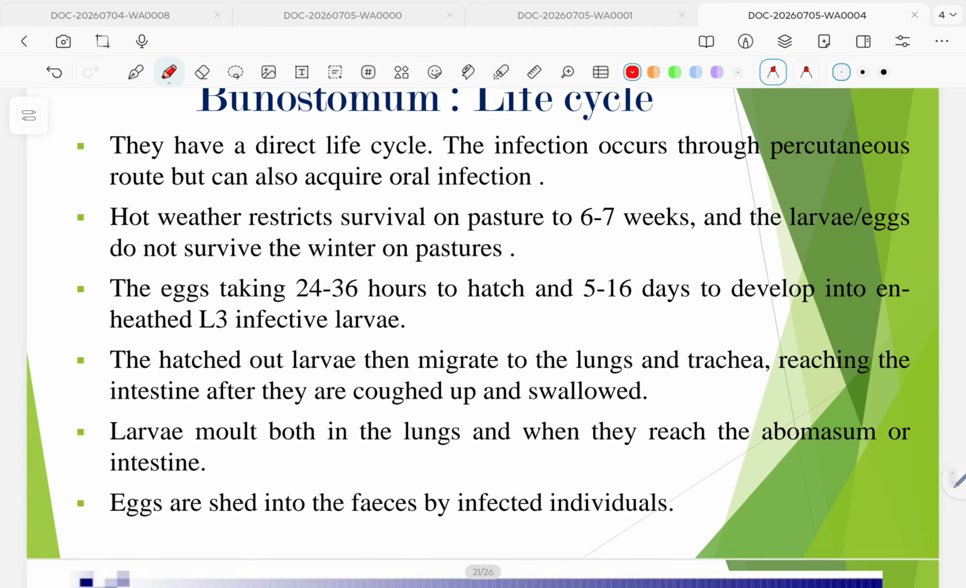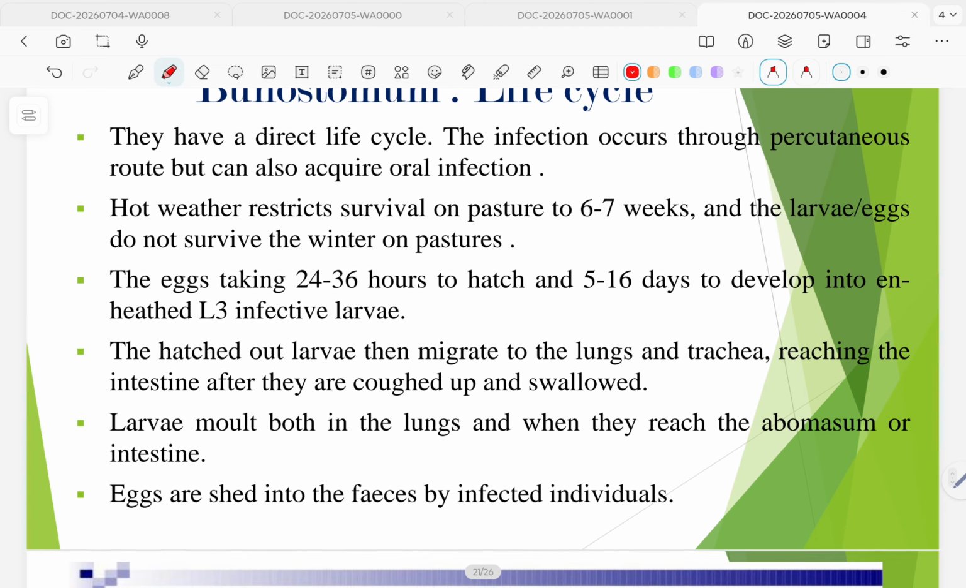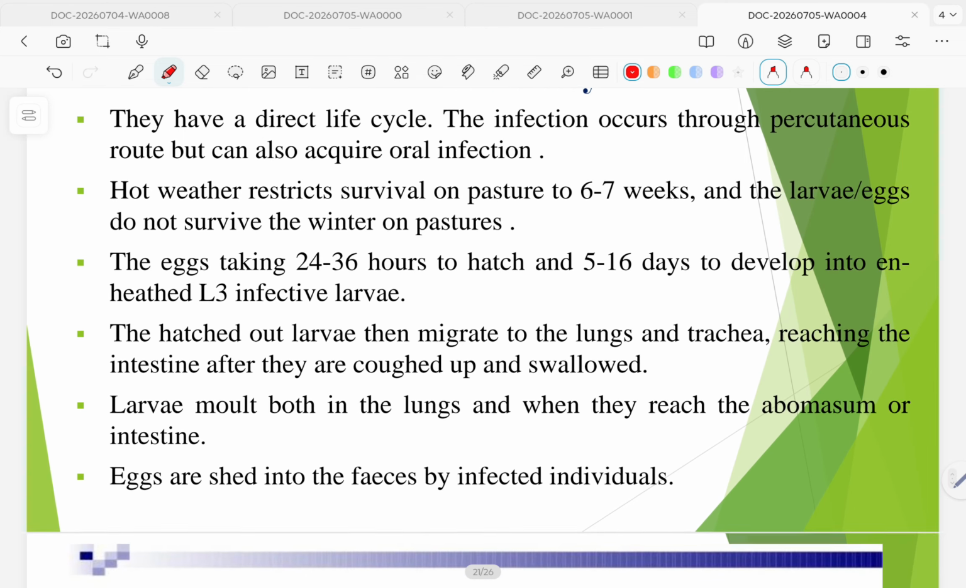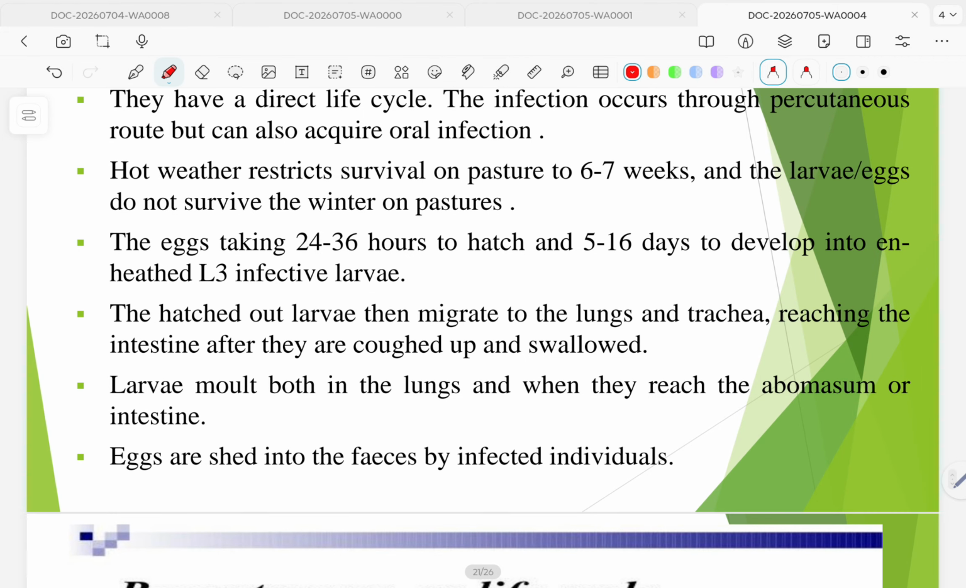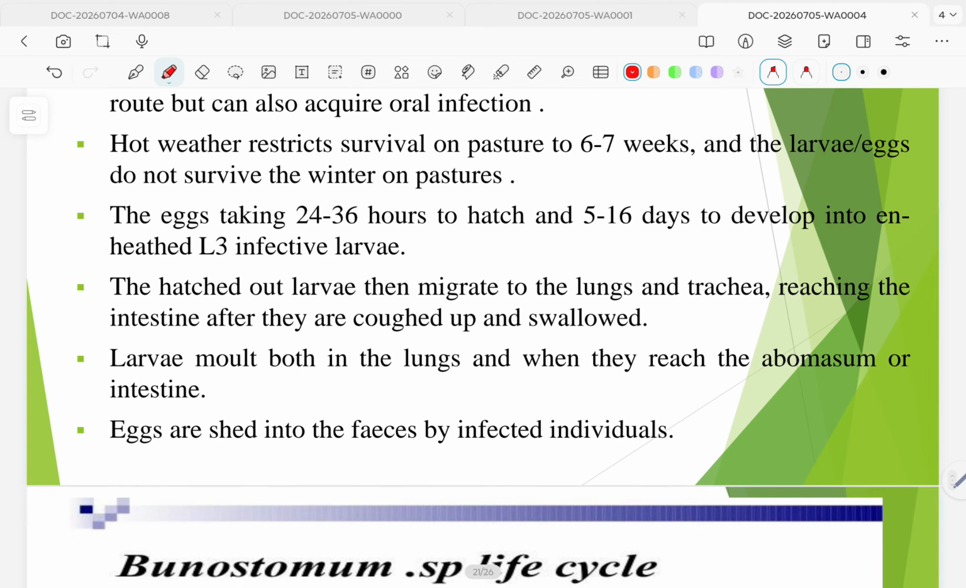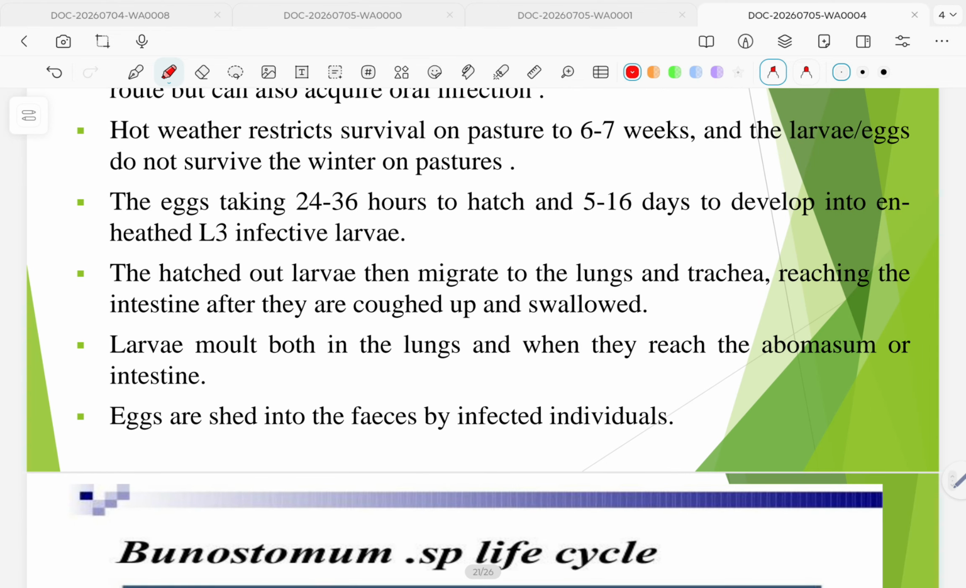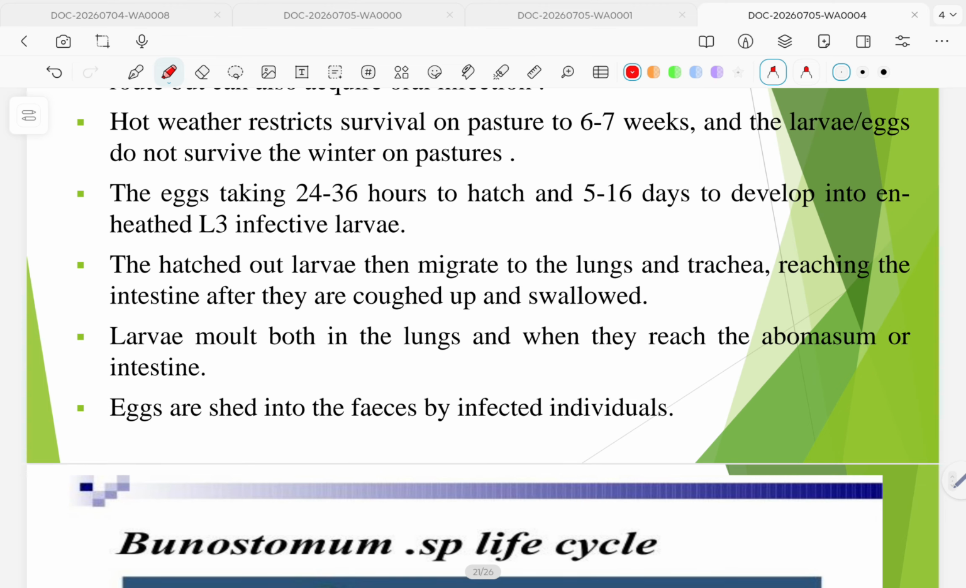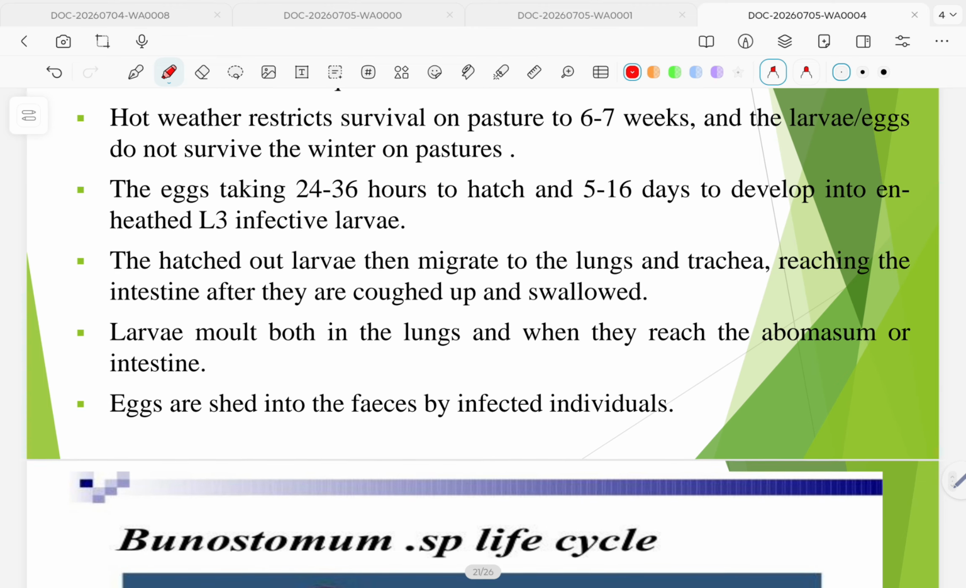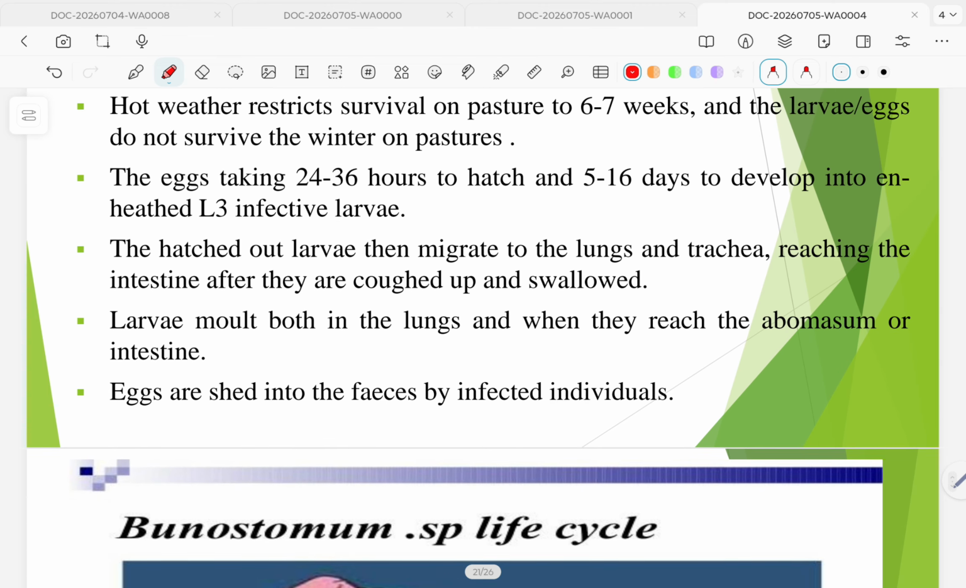Hot weather restricts survival on pasture to 6 to 7 weeks, and the larvae or eggs do not survive the winter on pasture. The eggs take 24 to 36 hours to hatch and 5 to 60 days to develop into hatched L3 infective larvae.